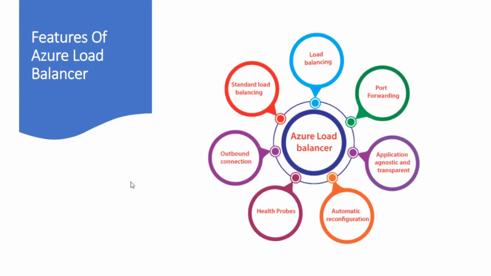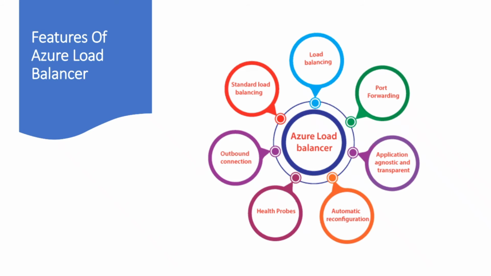Next we have the features of Azure Load Balancer. First we have load balancing. Azure Load Balancer uses a 5-tuple hash composed of source IP, source port, destination IP, destination port, and protocol. So we can configure a load balancing rule within the load balancer based on the source port and source IP addresses from where the traffic is originating. This is called load balancing.